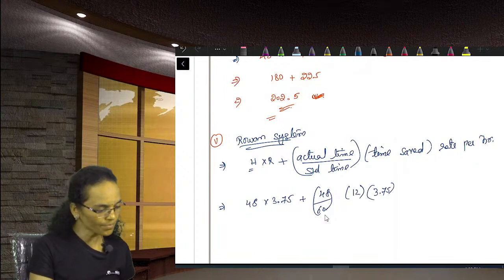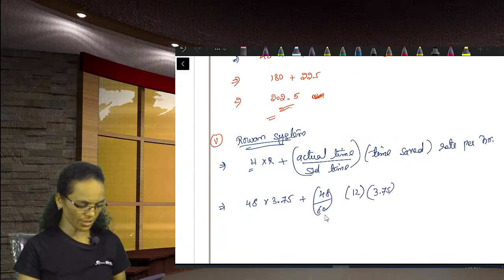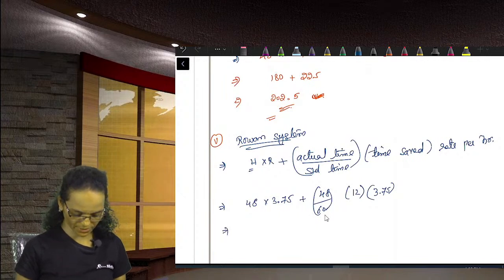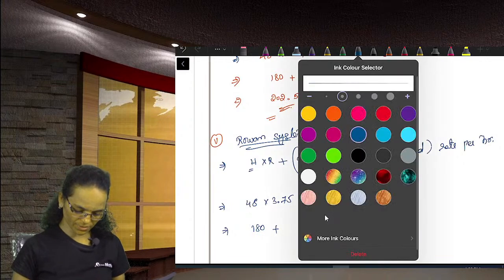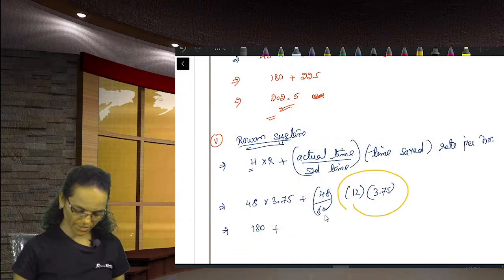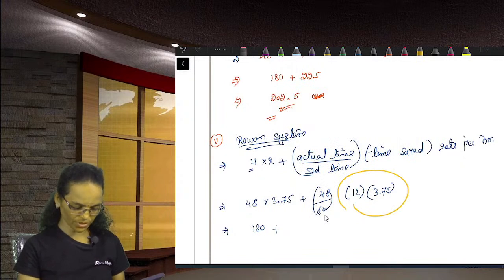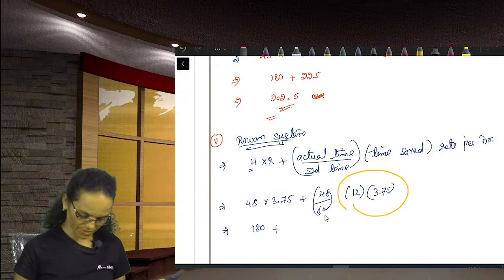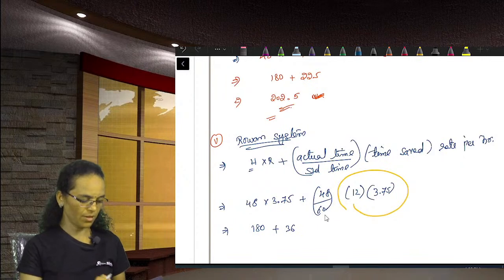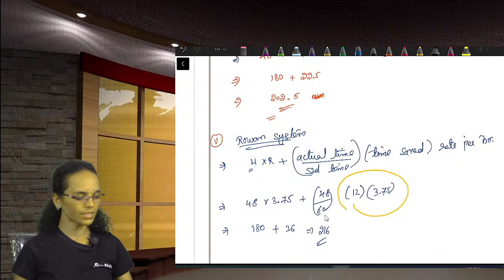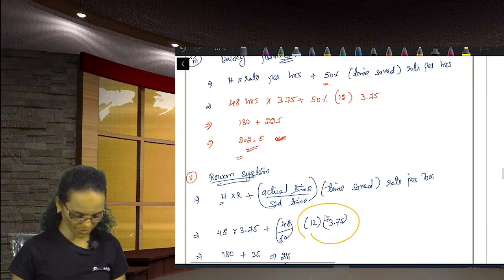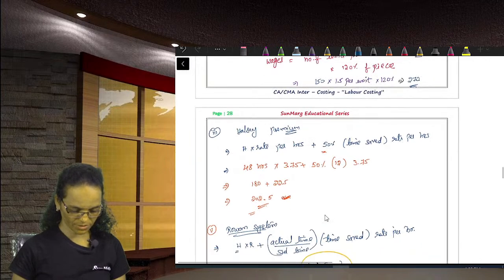3.75. 48 into 3.75, that is 180, plus, first you calculate this one. 12 into 3.75 into 48, now divided by 60. So 36. 36 plus 180 is nothing but 216. Got it? Okay, I'll give you 1 minute of time. Just go through it.